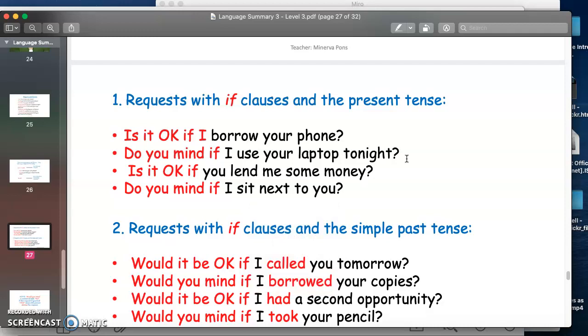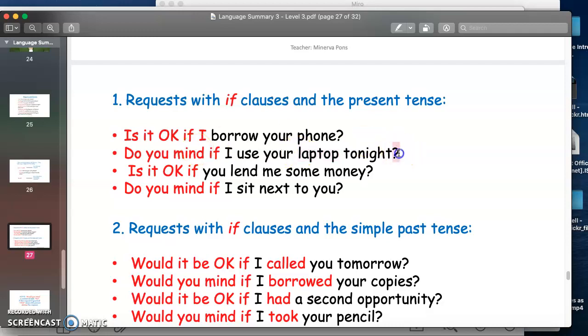That means you cannot use it. So keep in mind that if you use "would you mind" or "do you mind," if you say "no, I don't mind," it's because you are granting the request.